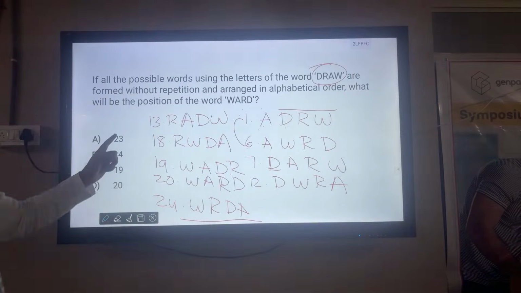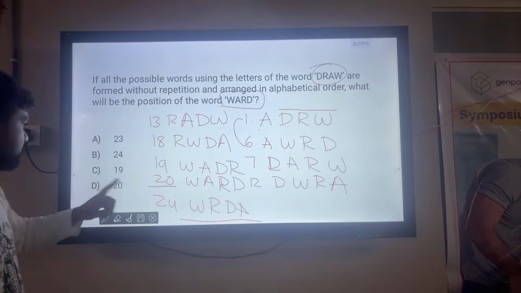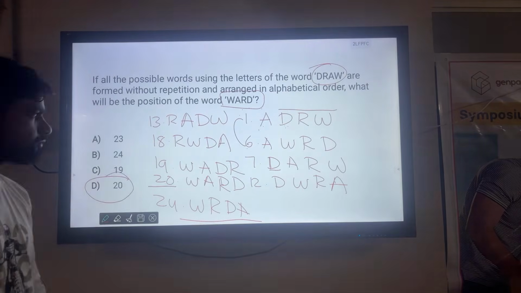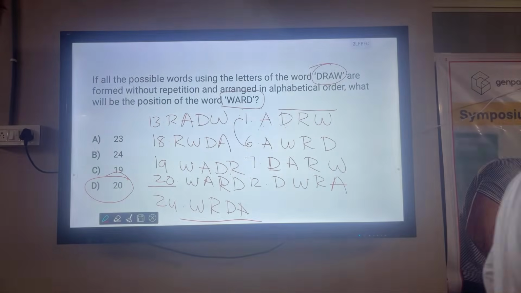They are asking you what is the position of W, A, R, D. W, A, R, D position is what? 20. Dictionary order is very important in permutations.